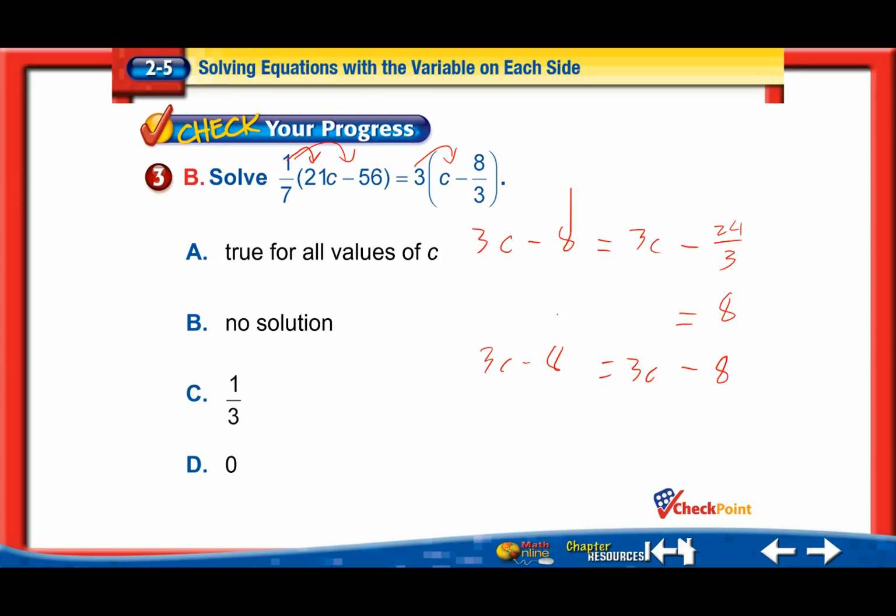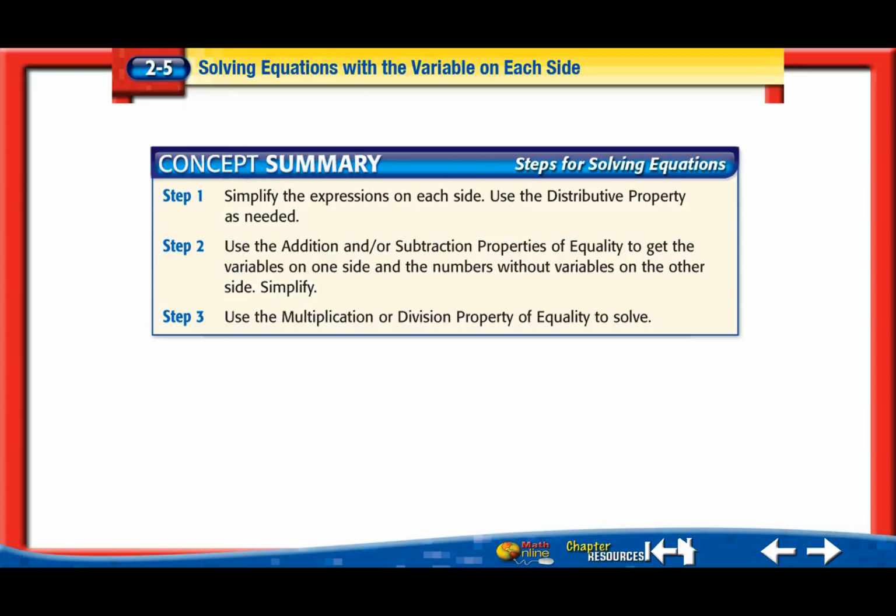Those are identity. Therefore, everything is true. True for all values of c. True value, like the store.